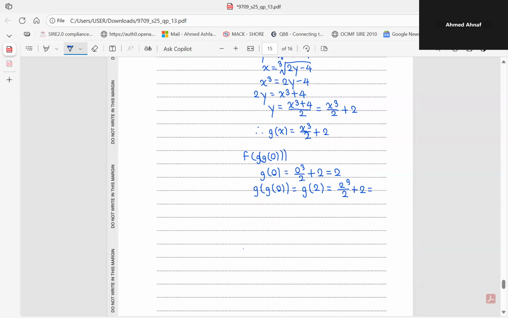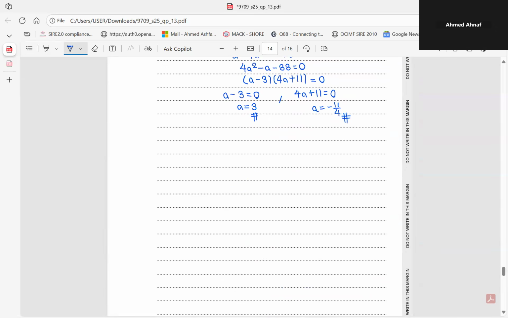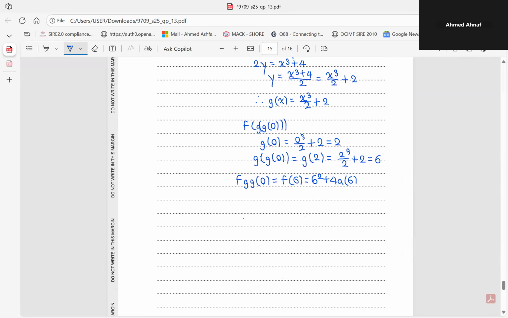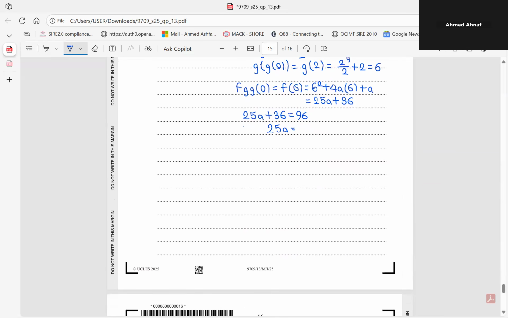That's 8 divided by 2, which is 4. 4 plus 2, that is 6. And hence fgg(0), that's just the same as f(6), which is equal to x squared, so 6 squared plus 4ax, 4a times 6, plus a. So simplifying, we'll get 24a plus a, that's 25a, and 6 squared, that's 36. And this, we're going to equate it to 96. So 25a is equal to 60, and a would be equal to 60 divided by 25, 12 over 5. So this is our final answer.